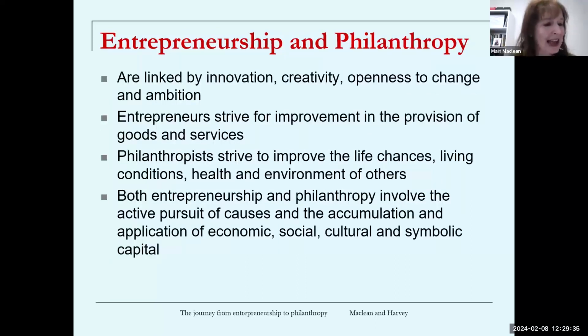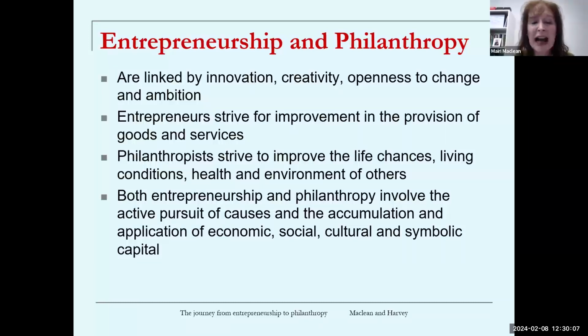So entrepreneurs and philanthropy, they're actually linked in many ways. There's a natural affinity between them. They're linked by innovation, creativity, openness, disponibilité, as the French would say, openness to change and ambition. Entrepreneurs strive for improvement in the provision of goods and services. They want to make things better. Philanthropists are striving to improve life chances, living conditions, health and environment of others.